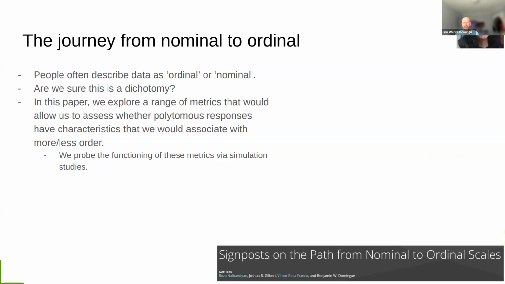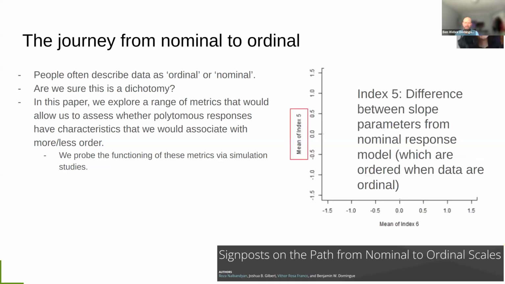In this paper, we explore a range of metrics that one could use to assess whether polytomous responses have characteristics associated with more and less order. We first probed the functioning of these metrics via a variety of simulation studies. After those, we have two metrics that we're really interested in. This one on the y-axis is related to the slope parameters from application of a nominal response model.